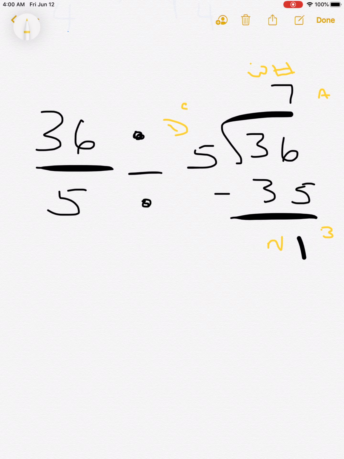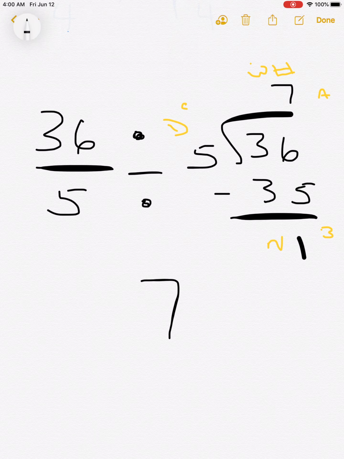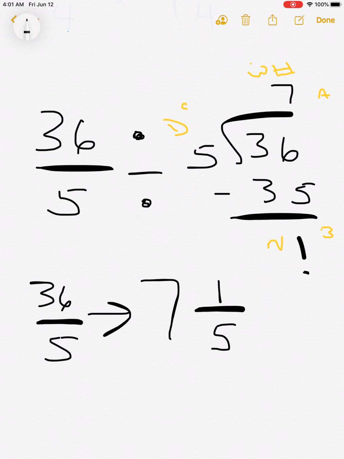So our whole number here is 7. Our numerator in our mixed number will be 1 because that's the number we got for our remainder. And then our denominator in our mixed number will be 5, okay? So 36/5 converts to 7 1/5, right?